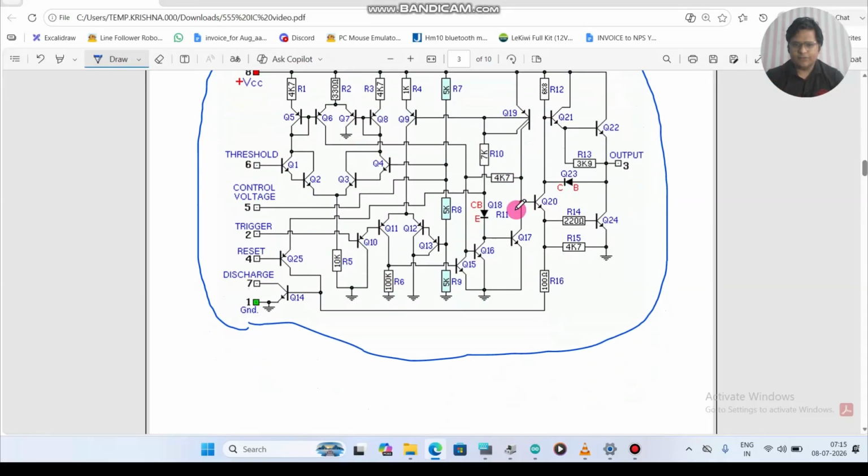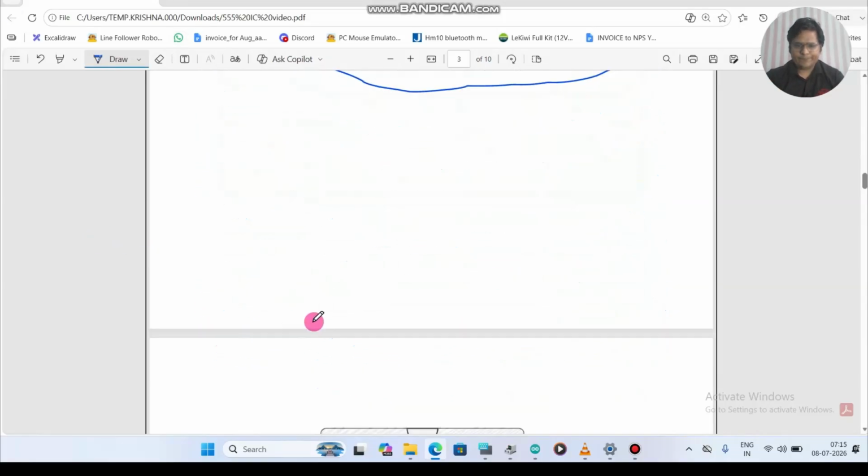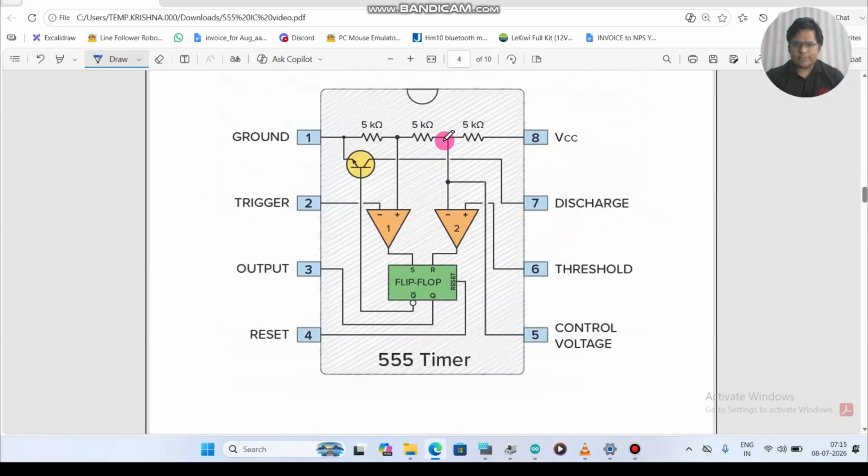Okay, we'll move forward. Now this is the block diagram of the 555 timer IC. It's called 555 because there are 3 resistors of 5 kilo ohm each connected in series, which creates a potential divider. I will explain what this potential divider is.